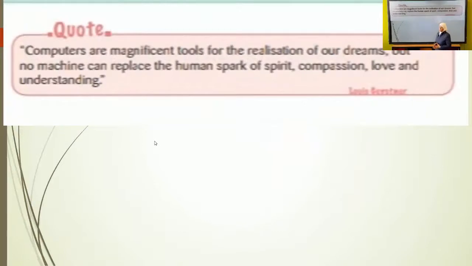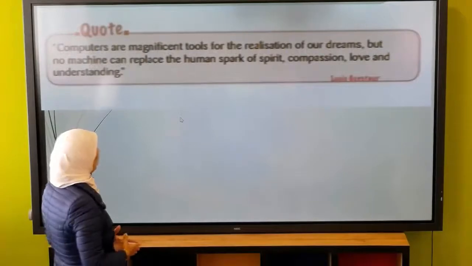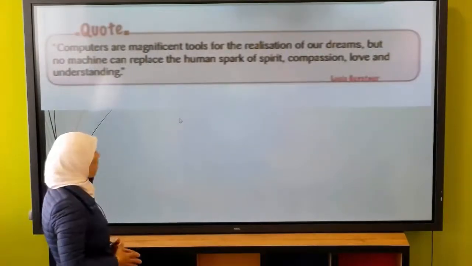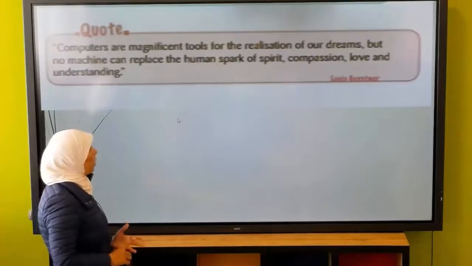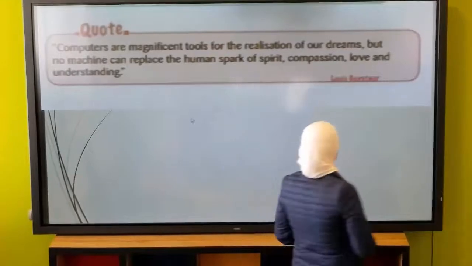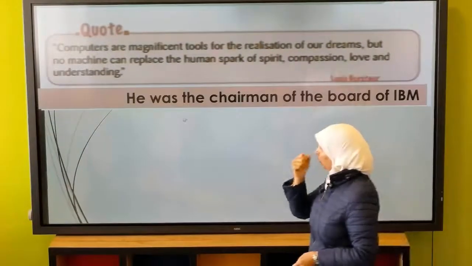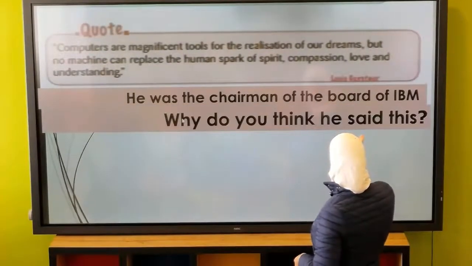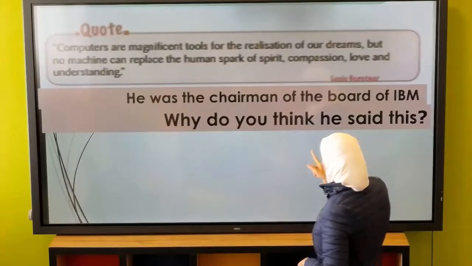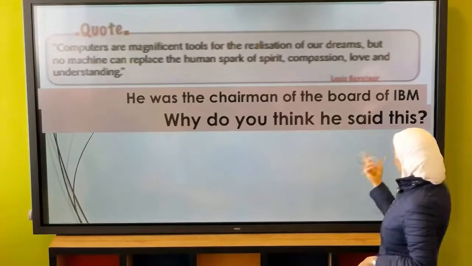Finally, after finishing this advice lesson, we have a quote: computers are magnificent tools for the realization of our dreams, but no machine can replace the human spark of spirit, compassion, love, and understanding. This is Louis Gerstner. So who is he? He was the chairman of the board of IBM. So why do you think he said this?